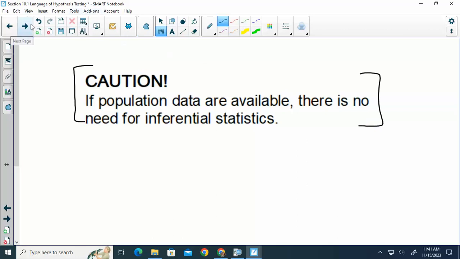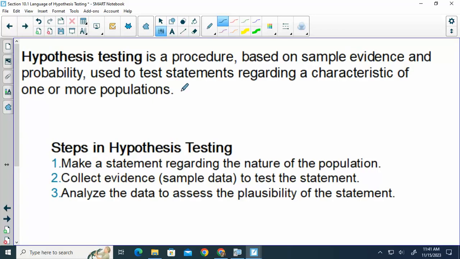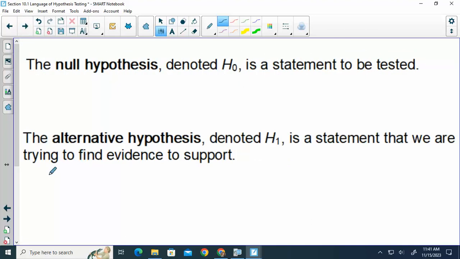So hypothesis testing is basically a process where we are going to look at sample evidence and test statements about the population. So our steps will always be to make a statement regarding the nature of the population, collect our evidence to test the statement, and analyze that data. This is going to be an ongoing thing. We're going to do a lot of hypothesis testing in the weeks to come. Today what we're going to focus on is our initial statement when we're doing this. We'll have what's called a null hypothesis and an alternative hypothesis.